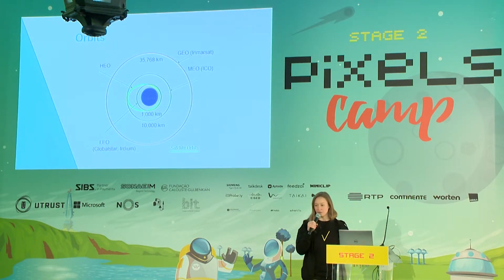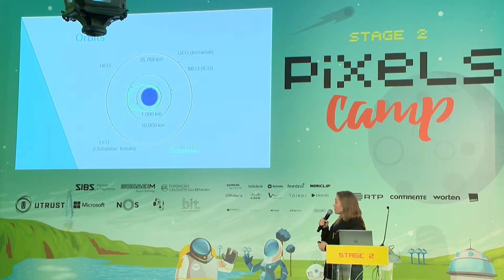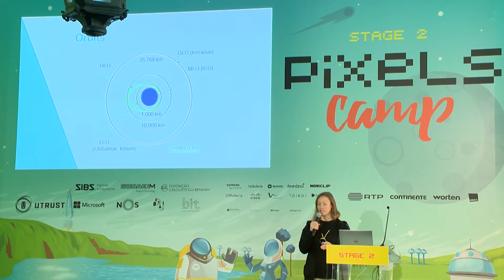I told you in the beginning that there are different kinds of orbits, right? You have the low Earth orbit, which is up to 1,000 kilometers. Then you have the medium Earth orbit, which is up to 10,000 kilometers, and then you have the geostationary orbits, which are 35,000 something kilometers. The geostationary orbit is one where you rotate at the same speed as the Earth. So satellites in this orbit can always point to the same place on the Earth.